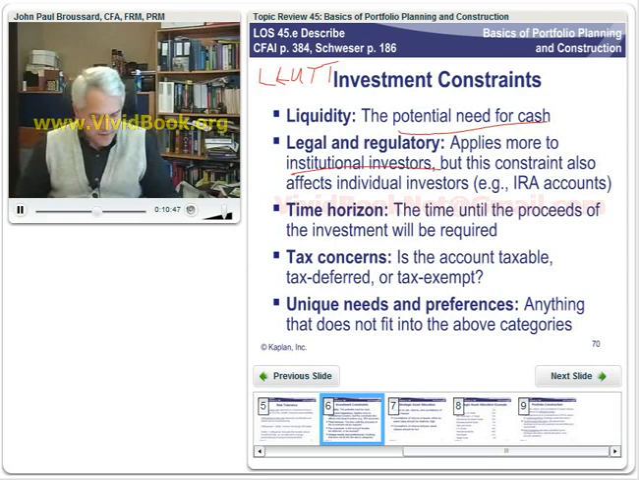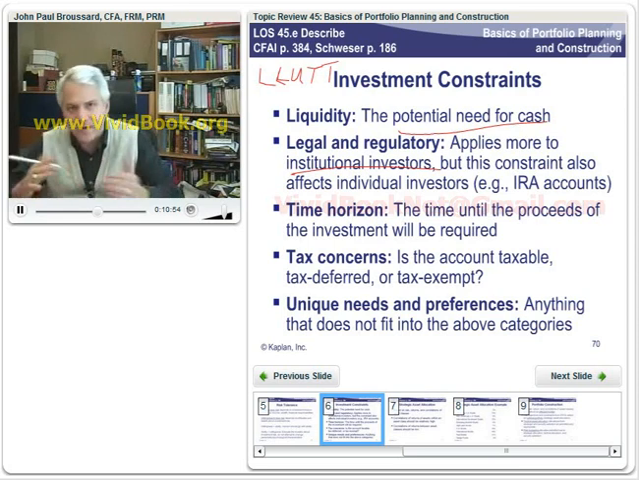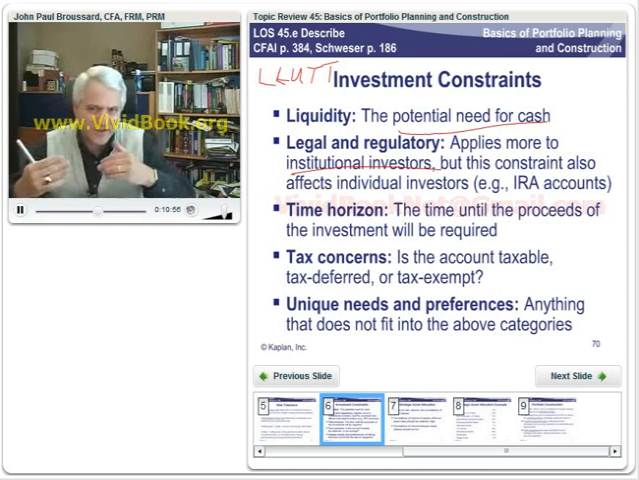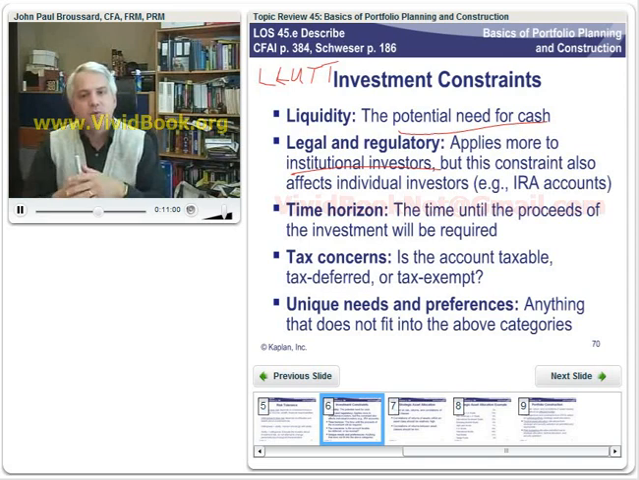Time horizon. Generally speaking, the general rule of thumb is that the younger you are, the more risk you can take, the older you are, the less risk you can take. Well, but that's all relative, right? And it's all related to what? The unique needs and preferences and willingness characteristics, the psychological profile of the individual investor.